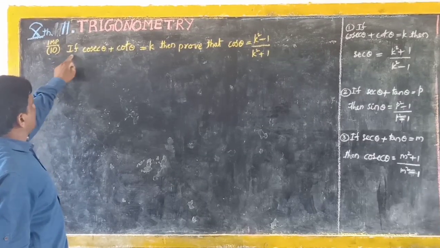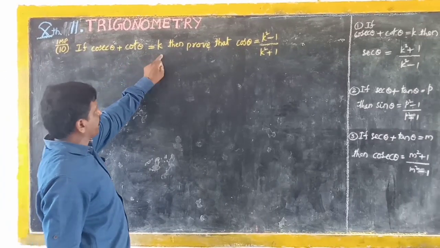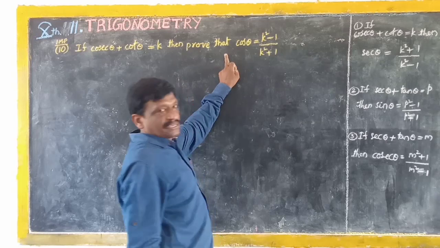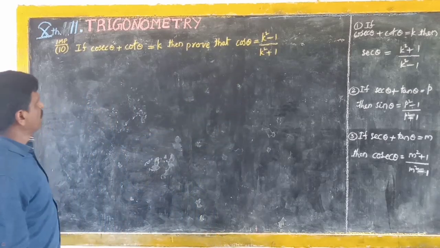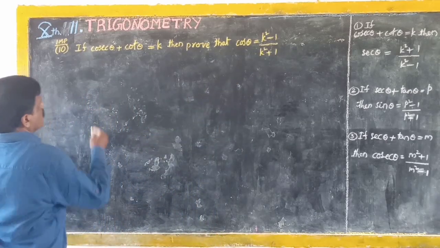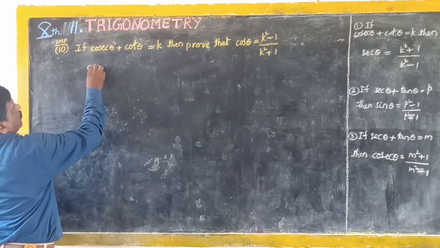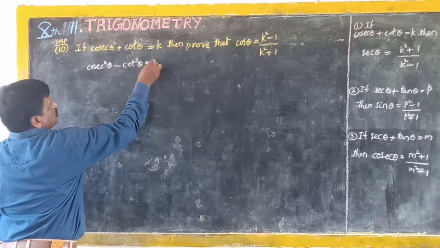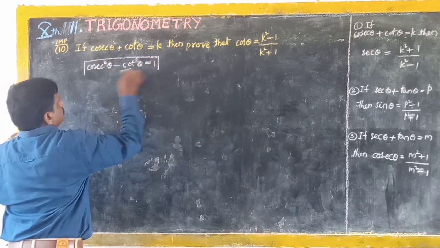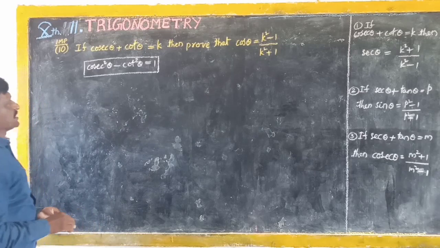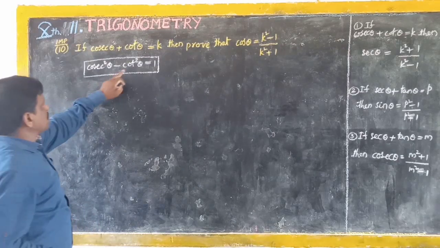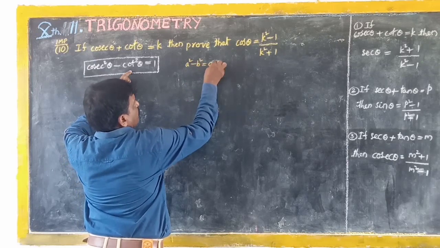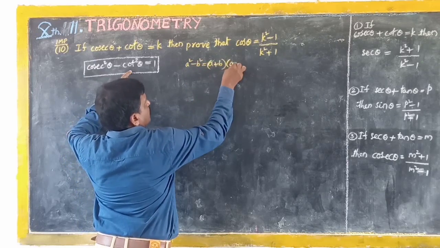Important sum, 10th sum. If cosecant theta plus cos theta is equal to k, then prove that cos theta is equal to (k² minus 1) by (k² plus 1). Now we know cosec²theta minus cot²theta is equal to 1. A² minus b² is equal to (a plus b)(a minus b).